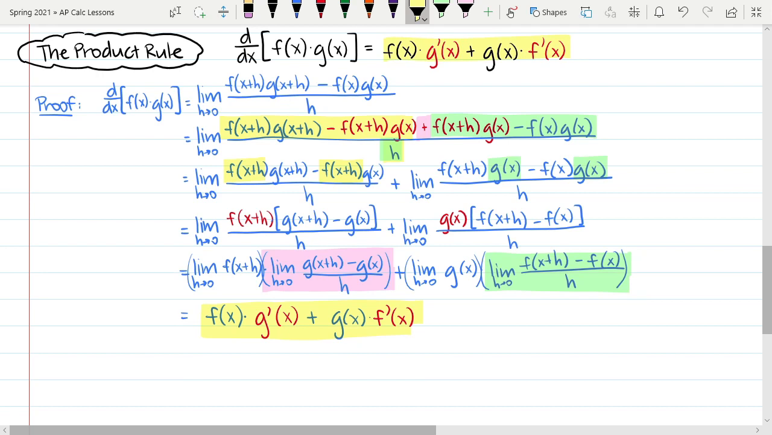Again, at no point will I ever ask you to come up with this proof again. I'm not going to test you on it, but I want you to be able to see that these rules really do come as a result of our limit definition.